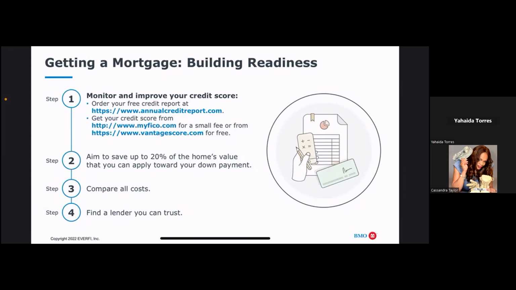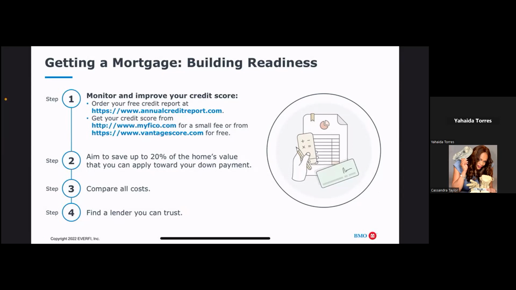Again, saving for a down payment is something that you're going to need when you're buying a home. The general rule is to try to save up to 20% of the purchase price. Just remember, the more you're able to give as a down payment, the better your rate could be, and the less you're going to end up paying over time for your mortgage. You want to make sure that you compare costs again, see what the fees are for the different mortgage lenders you're going with, insurance, interest rates, and what the down payment requirements are for that lender.